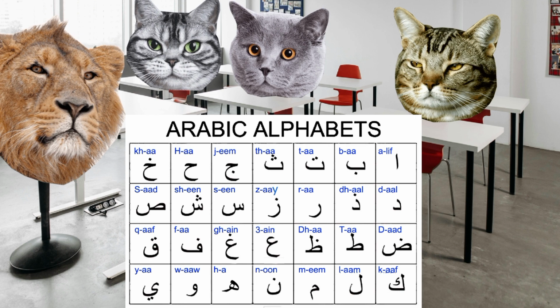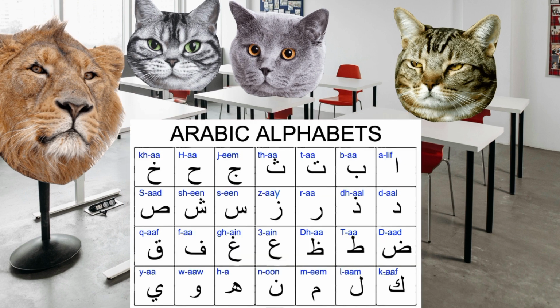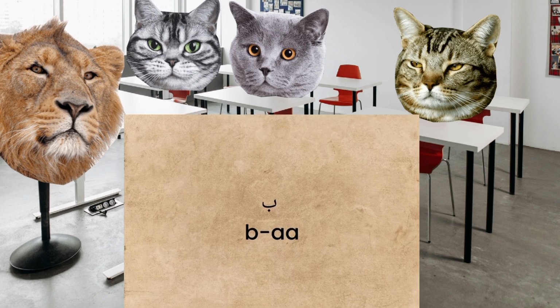Alright, now the first letter in the Arabic language is Alif. Alif. Repeat after me. Alif, Alif. Alright, that was the first letter, Alif. Now for the second letter. The second letter is Ba, Ba.